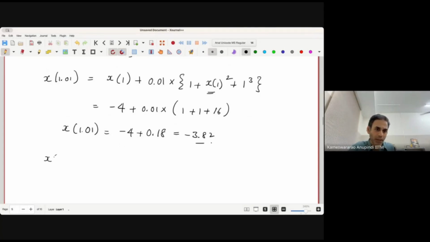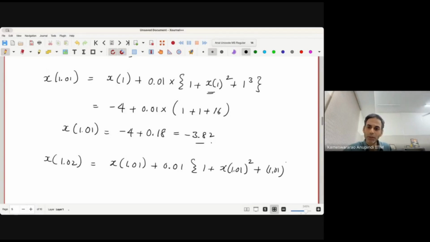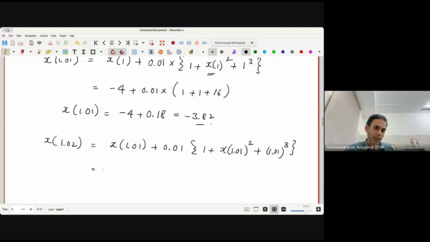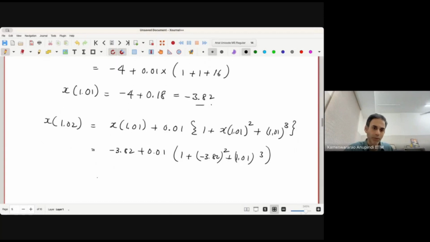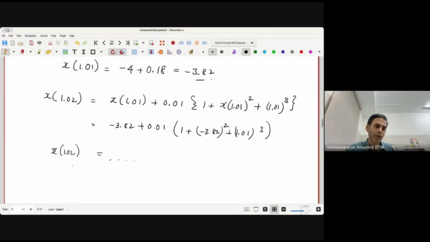Then, of course, I can calculate x of 1.02 equals x of 1.01 plus delta t, 0.01, times 1 plus x of 1.01 square plus 1.01 cube. That means x of 1.01 is -3.82, so it is -3.82 plus 0.01 times 1 plus (-3.82) square plus 1.01 cube. If you simplify, you get x of 1.02. That is how the explicit Euler method is going to work. Now, of course, you have to repeat this 100 times to get to x of 2.